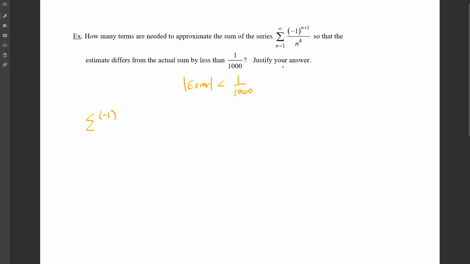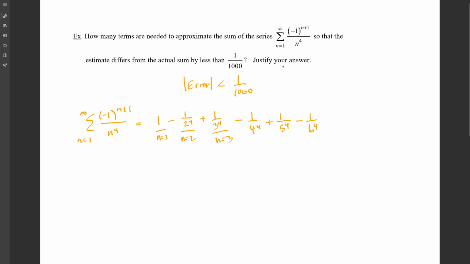If we have this sum, let me go ahead and write it: the sum of negative 1 to the n plus 1 over n to the 4th, from n equals 1 to infinity. It is going to be equal to, for n equals 1, 1. For n equals 2, negative 1 over 2 raised to the 4th power. For n equals 3, plus 1 over 3 to the 4th. N equals 4 gives negative 1 over 4 to the 4th. N equals 5 gives plus 1 over 5 to the 4th. And I can go on for a long time.